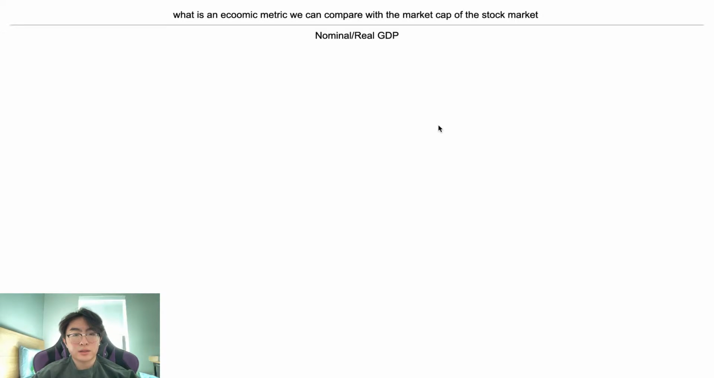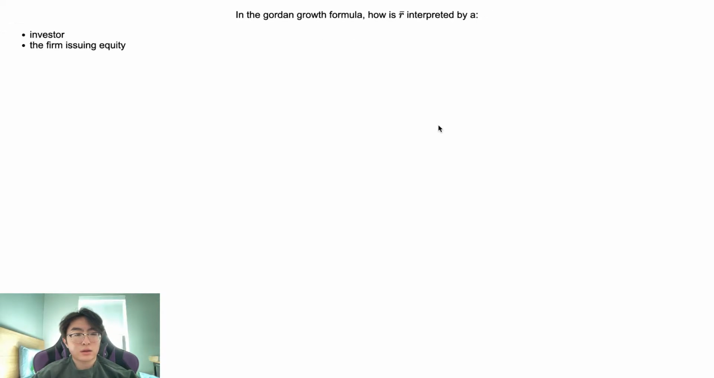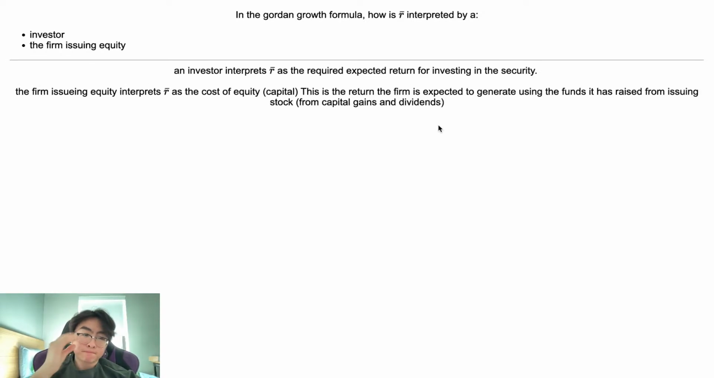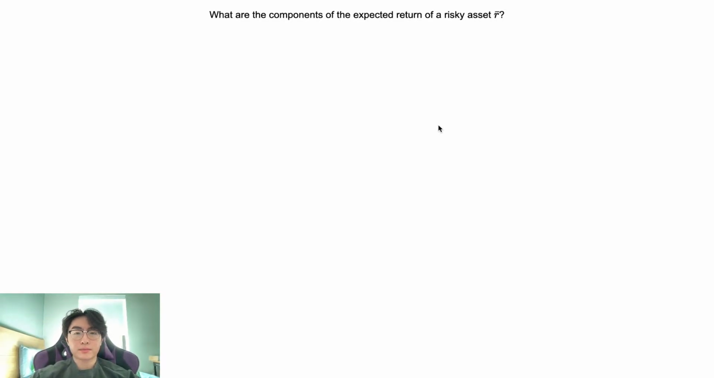Then GDP. So R bar can be interpreted by an investor as the required rate of return, the expected return from issuing equity could be the cost of capital. So this is what we have in our denominator. Dividends. Components of the expected return of a risky asset include the risk premium and also the risk-free rate.